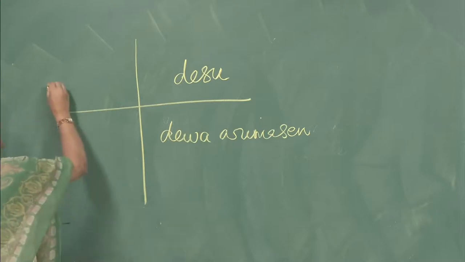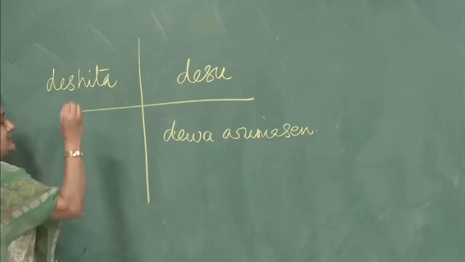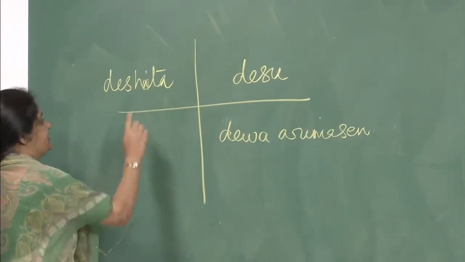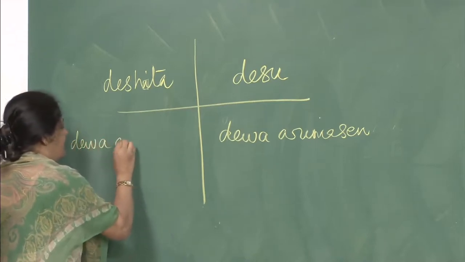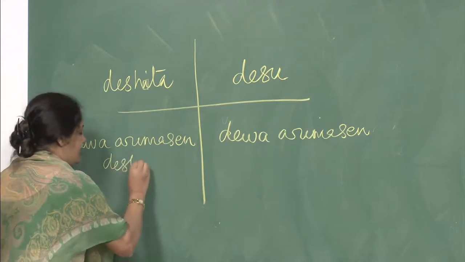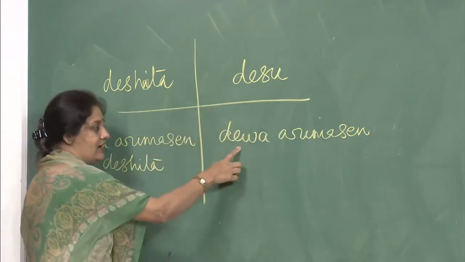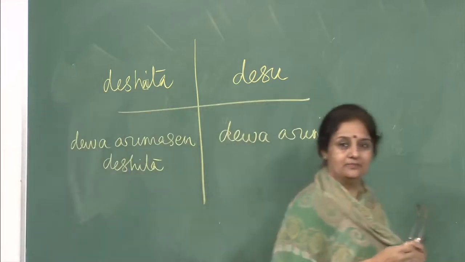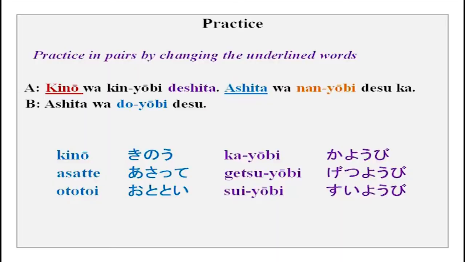Now, what is the past? でした. Please get the pronunciation, deshita, and the i over here is a little silent. Dewa arimasen is from here, of course, negative, and past is deshita. So this negative dewa arimasen, past deshita, and past negative is dewa arimasen deshita. So now you can practice. 昨日は金曜日でした. Yesterday it was Friday. 明日は何曜日ですか? 明日は土曜日です. So you can practice this over here. It's given. You can do it with your partner.